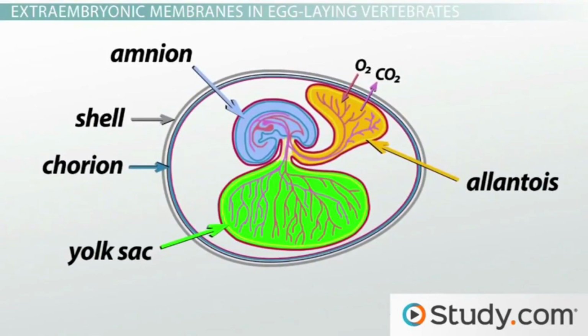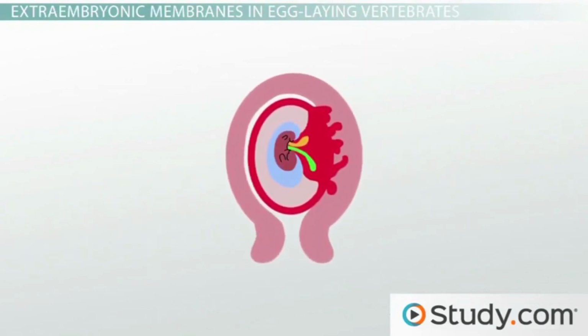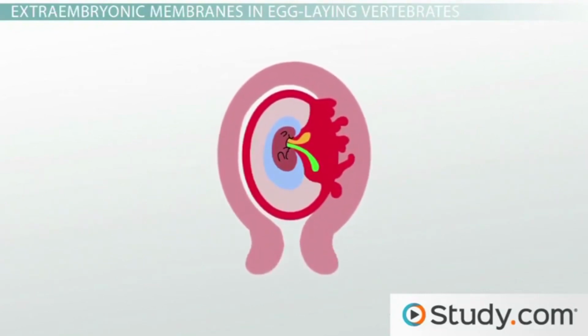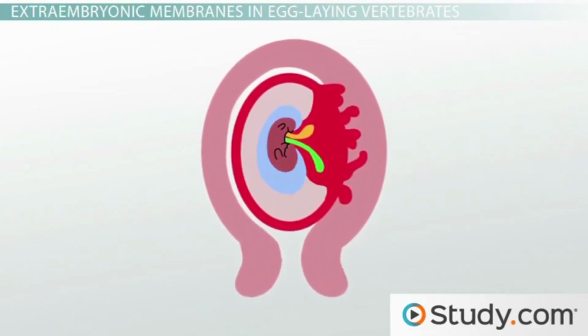As you can see, the four different extraembryonic membranes each have a specific function in vertebrates that lay eggs. However, when mammals began using the placenta to nourish their unborn offspring, the needs of the embryos changed, and some of the extraembryonic membranes were adapted to serve other purposes.